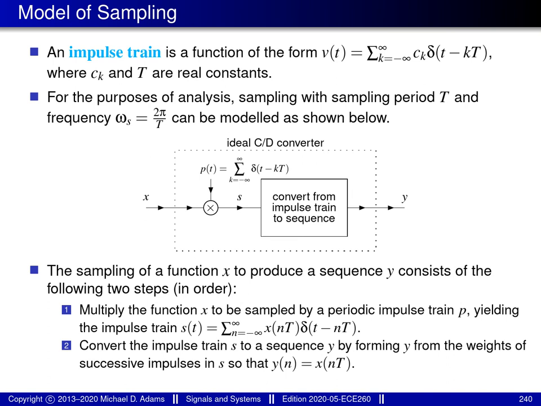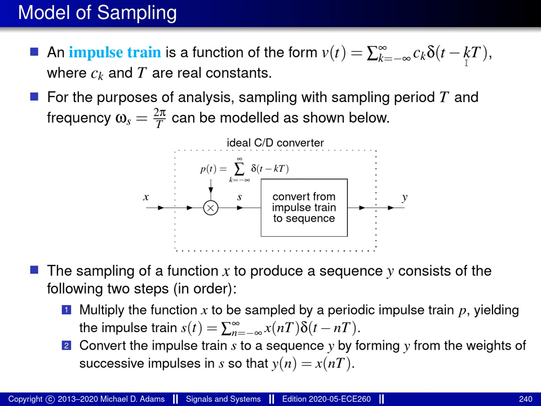At this point, I'd like to introduce a simple mathematical model that we can use to study sampling and gain deeper insight into its behavior. Before proceeding, however, I first need to introduce the notion of an impulse train. In this regard, we have the definition at the top of the slide. An impulse train is simply a function of this particular form here, where the c_k and capital T are real constants. In other words, an impulse train is a function that consists of a series of equally spaced impulses that are each scaled by a constant.